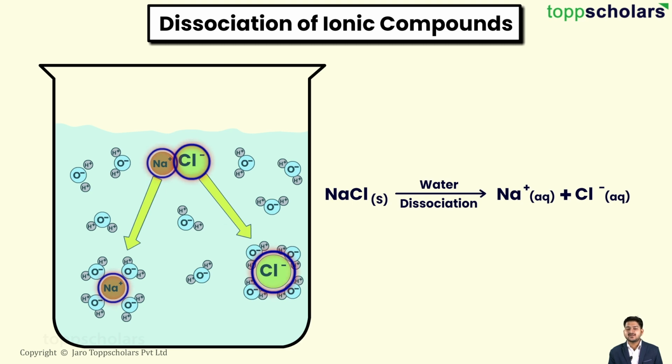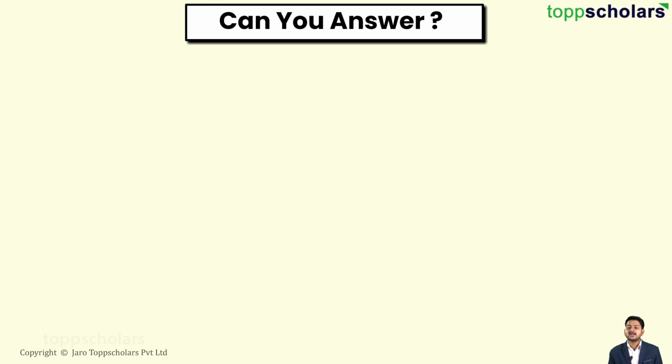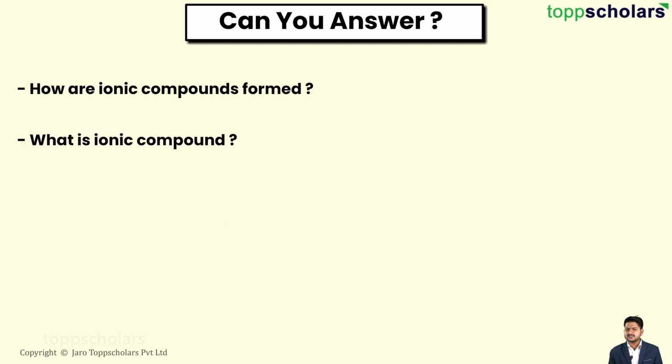Now, as we have understood ionic compounds and their dissociation, let's try answering some questions. How are ionic compounds formed? What are ionic compounds? Explain dissociation of ionic compounds.